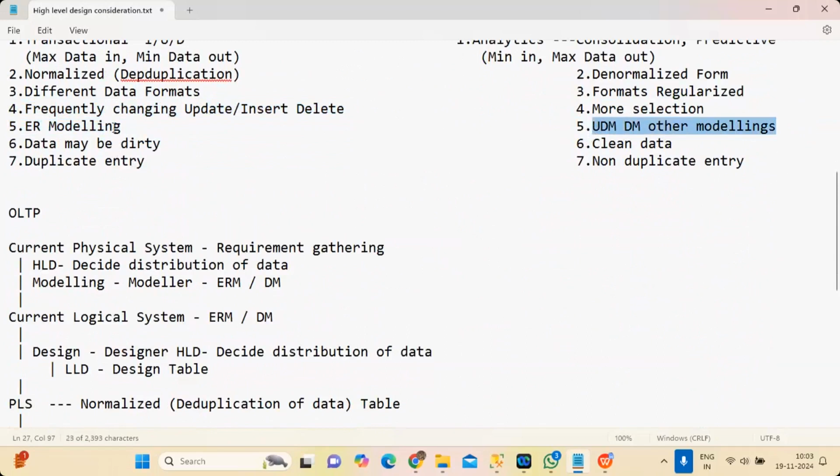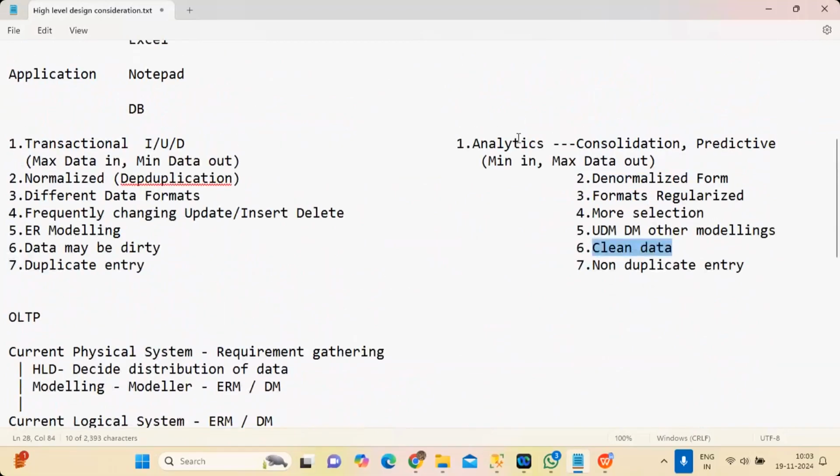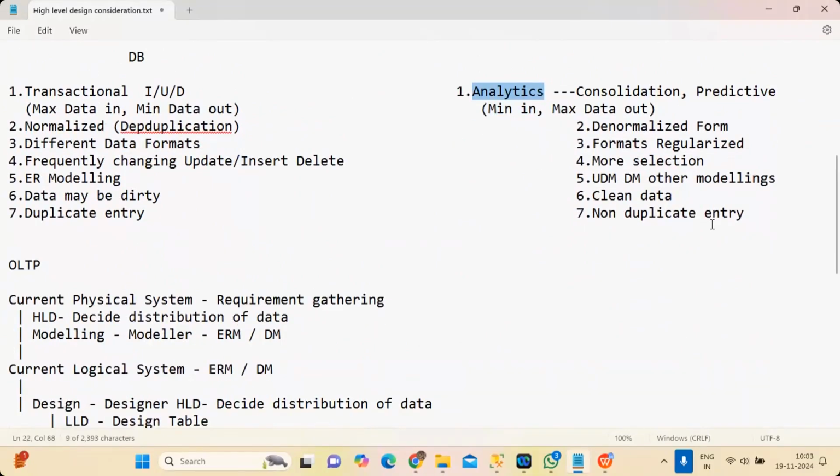This modeling is used for relational transactional database system. Here the data has to be clean, because if the data is dirty, my analysis will be wrong. If my analysis is wrong, my decision will be wrong and my business will go for a toss. So therefore the data has to be clean.